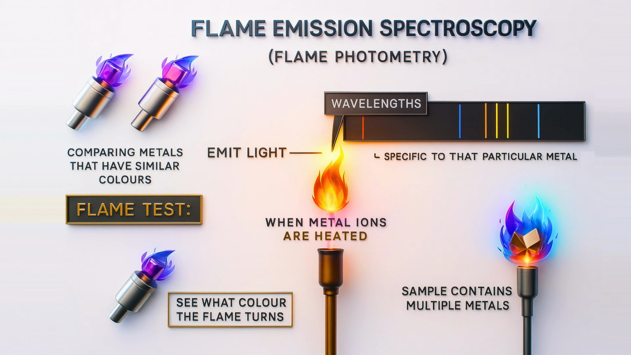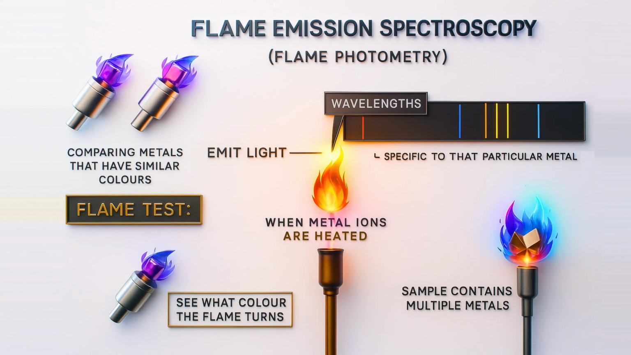In a basic flame test, we simply introduce the metal sample into a Bunsen burner flame and observe the resulting flame color. This can be a useful quick test, but it has significant limitations, particularly when two or more metal ions produce similar colors or when a sample contains a mixture of different metals. In these cases, it becomes difficult to interpret the results accurately because the colors blend together and become ambiguous.